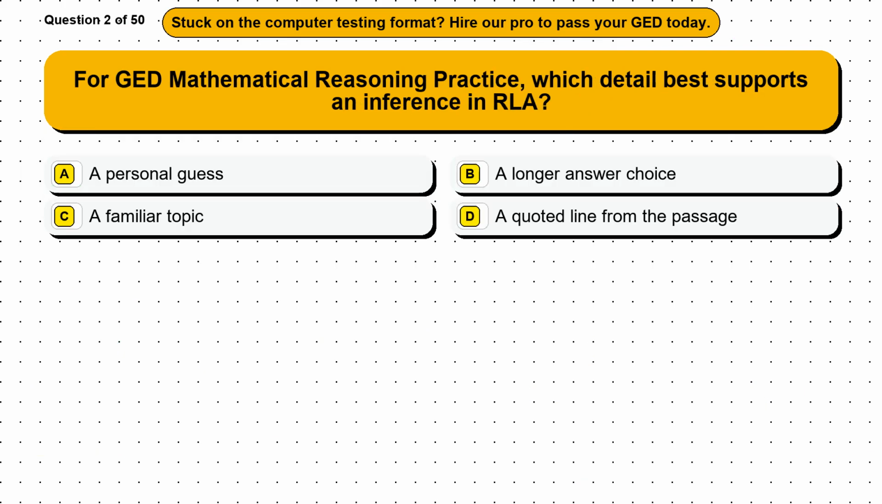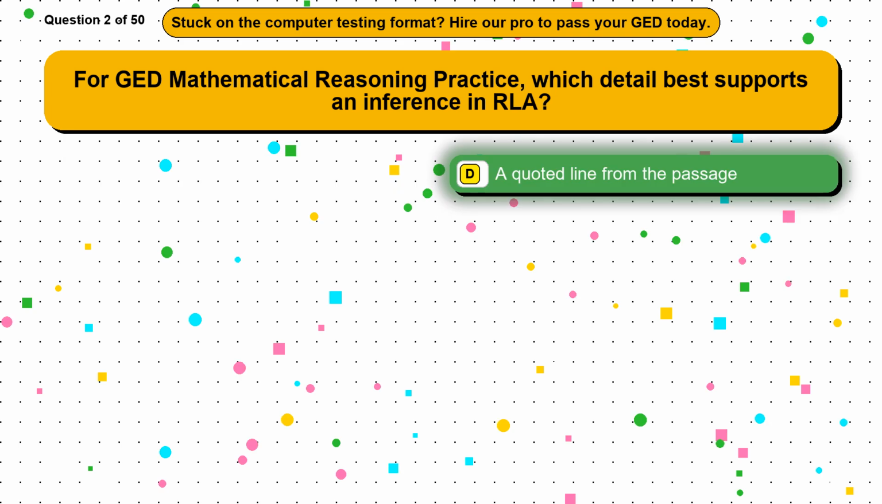Question 2. For GED Mathematical Reasoning Practice, which detail best supports an inference in RLA? Option A. A personal guess. Option B. A longer answer choice. Option C. A familiar topic. Option D. A quoted line from the passage. The correct answer is option D. A quoted line from the passage.